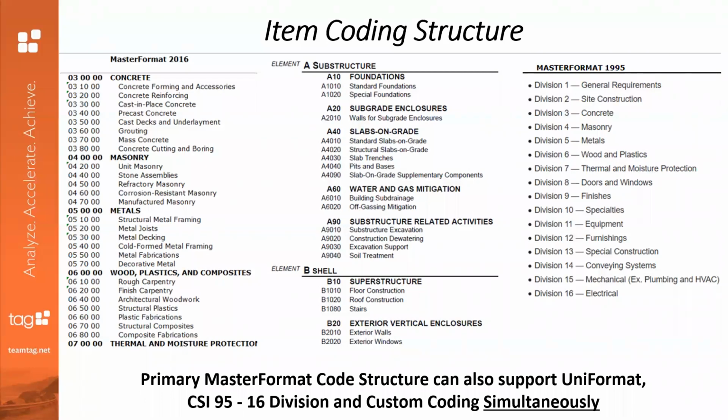But keep in mind, one of the most valuable aspects of this tool is that it can simultaneously have 16 division and UniFormat or any custom company coding systems. It's a considerable time saver, especially when you have bid owner forms that do not align with your own estimating coding system. So you can have an estimate developed in your own coding system, but report it on the coding system required for the client's bid form.